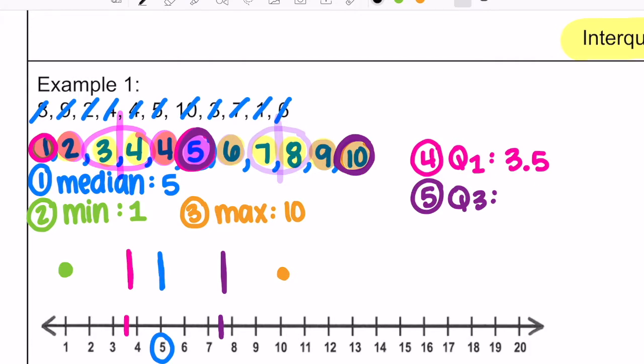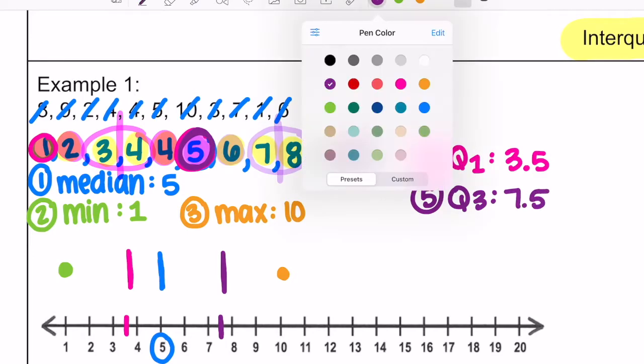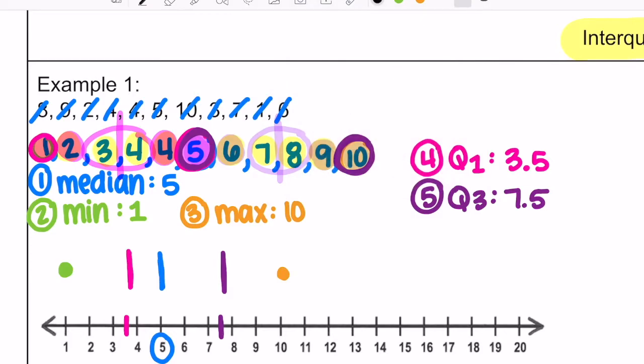Now we just need to make this box look like it should. Right, let me write down this, that 7.5 was our Q3. Now connecting our box is pretty easy. You're just going to make a box with Q1 and Q3, and then draw the whiskers. Okay, so here is our box and whisker plot.